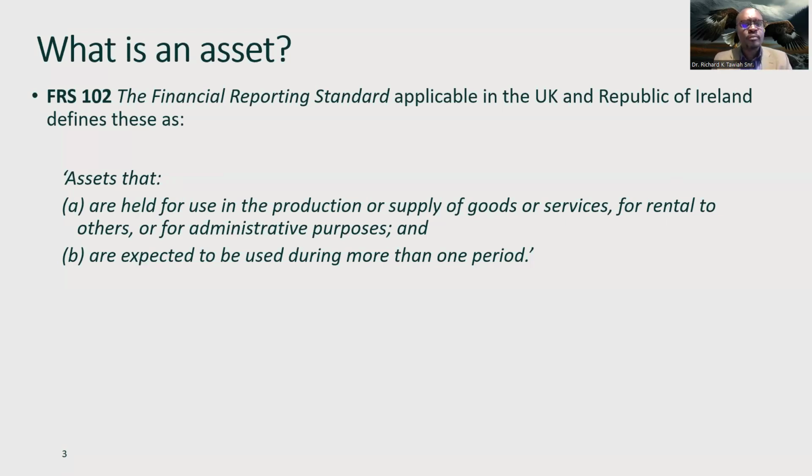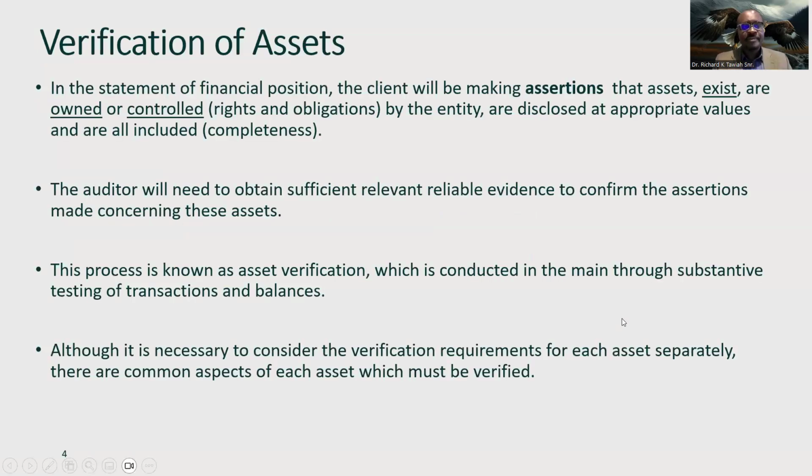FRS 102, applicable in the UK and Republic of Ireland, defines an asset as what? Anything we hold for use in the production or supply of goods and services, anything we use for rental to others, or something we hold for administrative purposes. And they are expected to be used for more than one operating period, right?